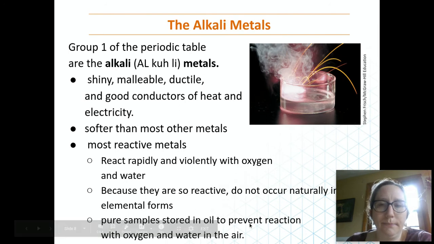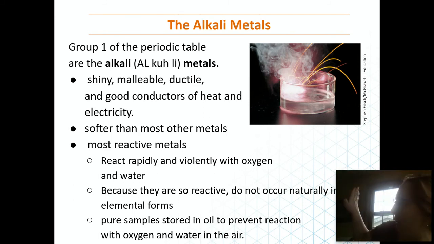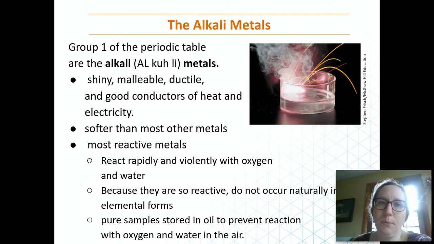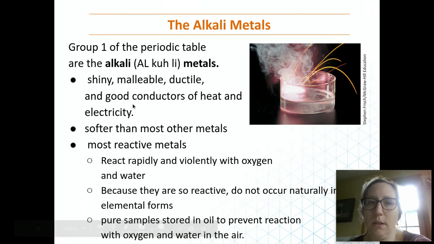Alkali metals. So the first group on the periodic table, we are working across the periodic table. We're going to start on the left-hand side. The first group, group 1, is called the alkali metals. Alkali is an Arabic word that means fire. So these elements are super reactive. They have all of those normal metal properties: they're shiny, ductile, malleable, good conductors. However, these are all soft.